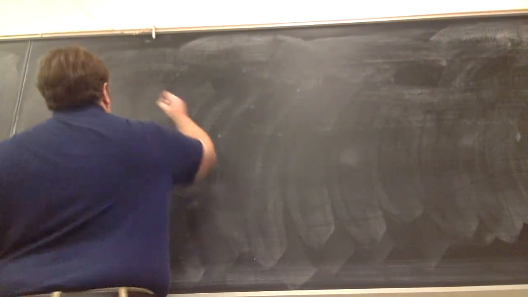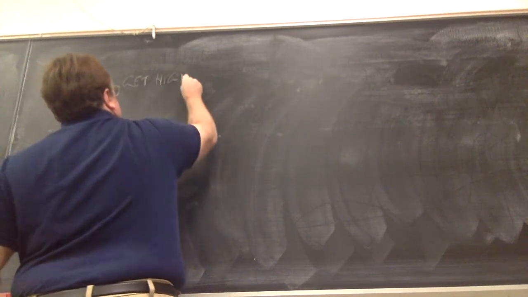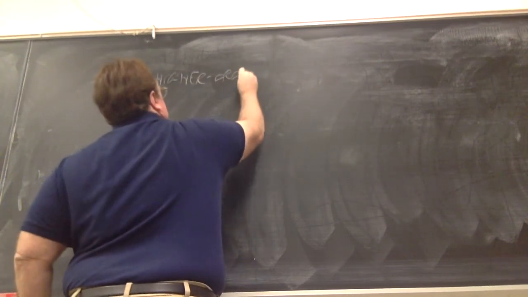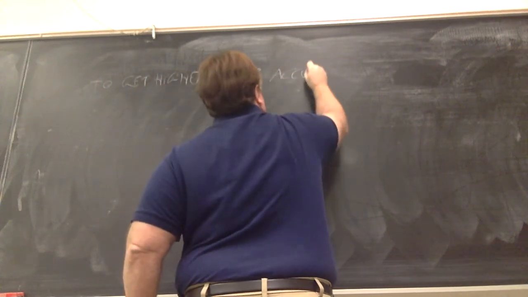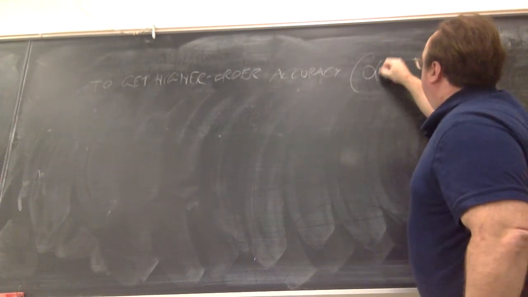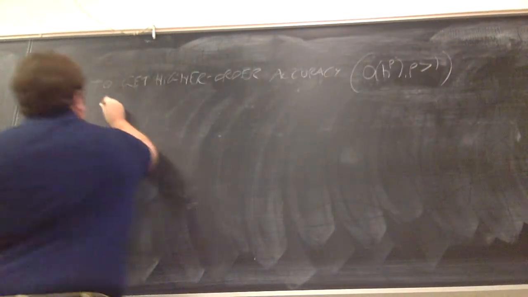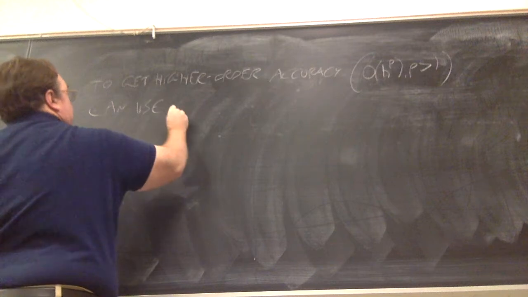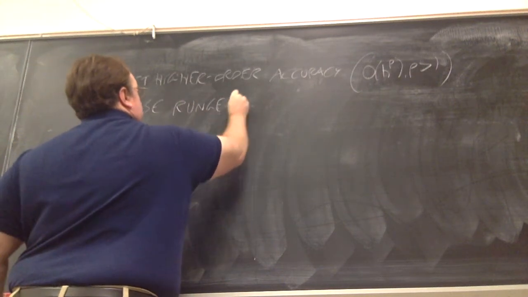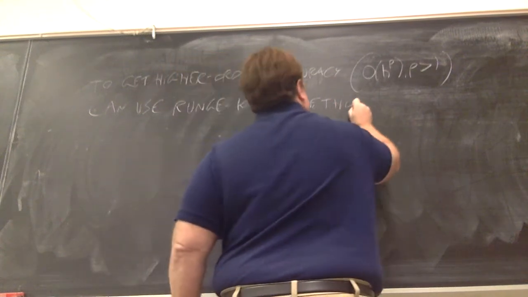Okay. So this is a family of methods. To get higher order accuracy, in other words, if the error is order h to the p, where p is greater than 1, you can use what are called Runge-Kutta methods.